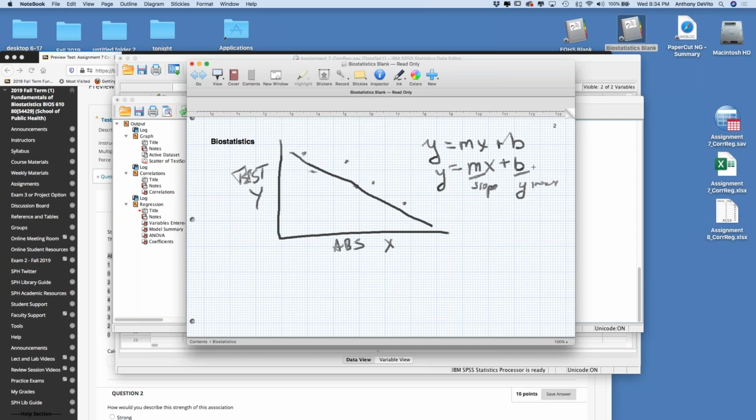Okay, so let's talk about those values. Well, first of all, if I look at this, and this formula is supposed to represent all the points on this straight line, well, where does that b come from? And why is it called the y-intercept?